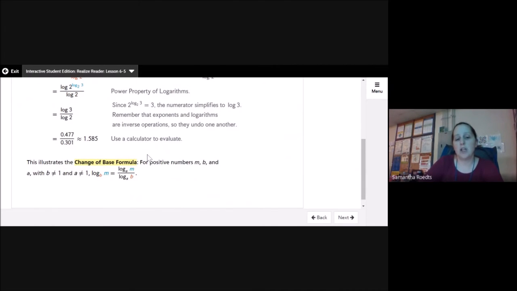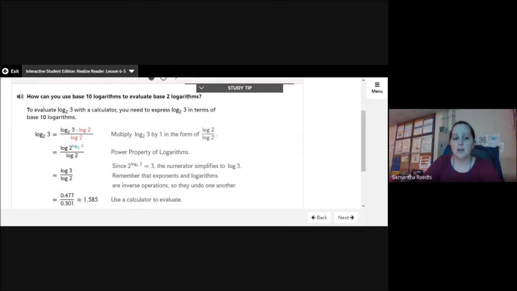So this illustrates the change of base formula for positive numbers m, b, and a, where b cannot be equal to 1 and a can't equal 1. So log base b of m equals log base a of m over log base a of b. Okay. So basically, in order to change it to base 10, I take this number, that's my top number, and this number, my base, and that's my bottom number.